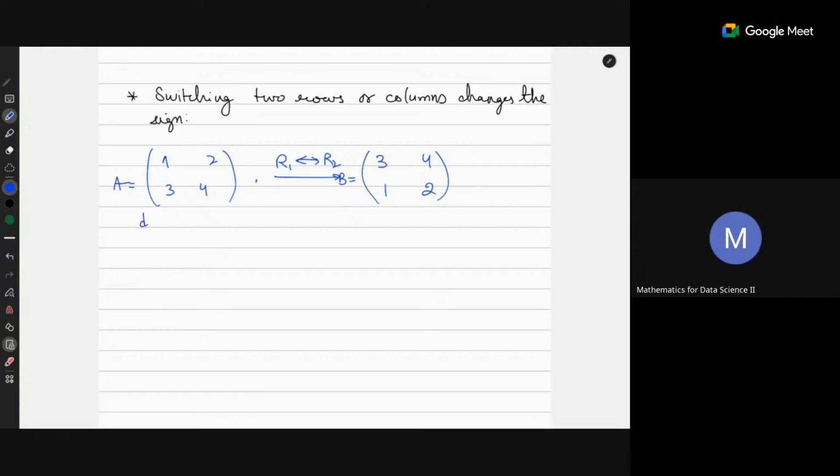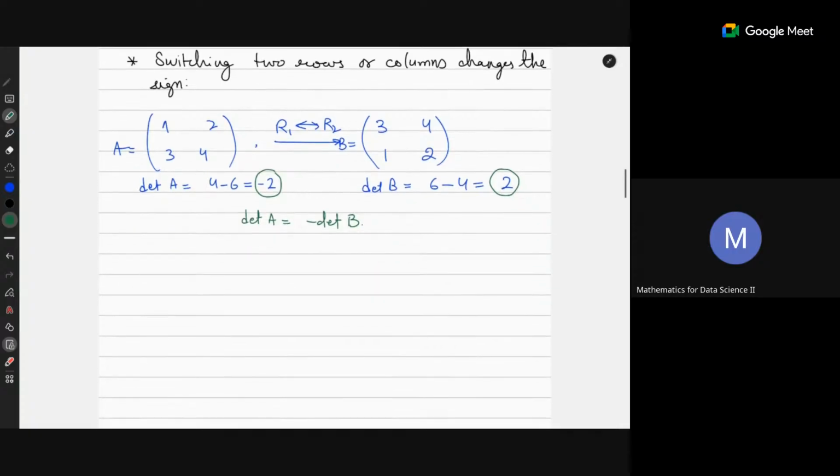Now what is the determinant of A? The determinant of A is 4 minus 6, which is minus 2. What is the determinant of B? It is 6 minus 4, which is 2. So what you see is that there is a change in sign. The determinant of A is minus the determinant of B. Okay, so switching two rows or two columns changes the sign. That is what the second property is.